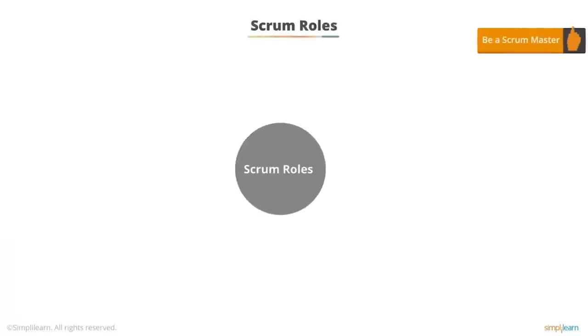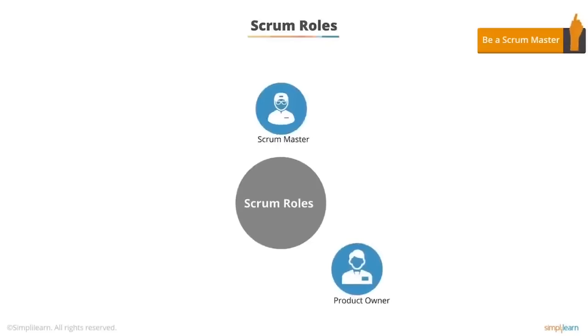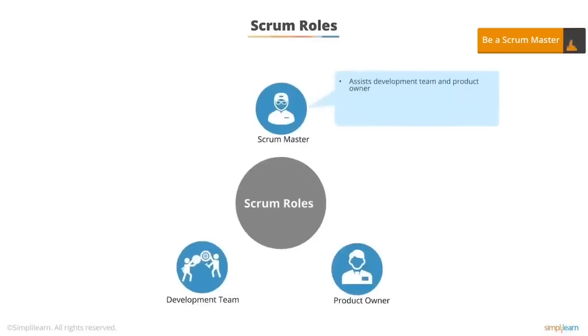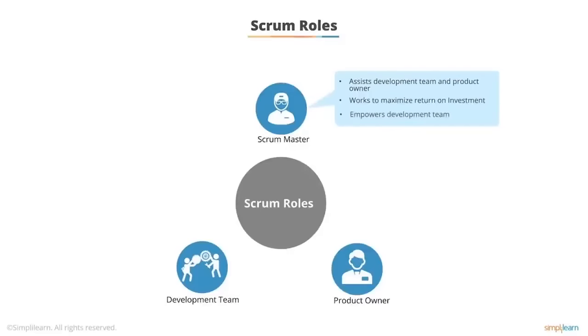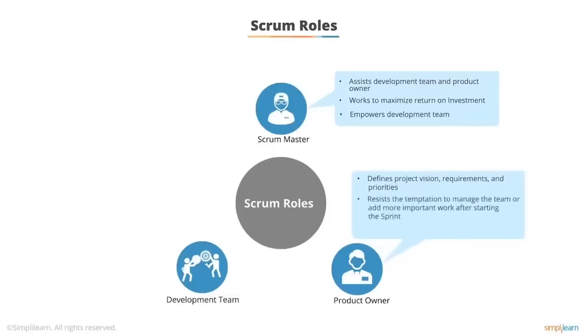There are three distinct roles in Scrum: the Scrum Master, the Product Owner, and the Development Team. The Scrum Master assists both the Development Team and the Product Owner. The Scrum Master works with the Product Owner to maximize return on investment. The Scrum Master empowers the development team by fostering creativity, removing impediments, and coaching and mentoring as appropriate. The product owner is responsible for project success by defining the project vision, requirements, and priorities. The product owner has to resist the temptation to manage the team or add more important work after a sprint has begun. The product owner has to be willing to make the hard choices during sprint planning.